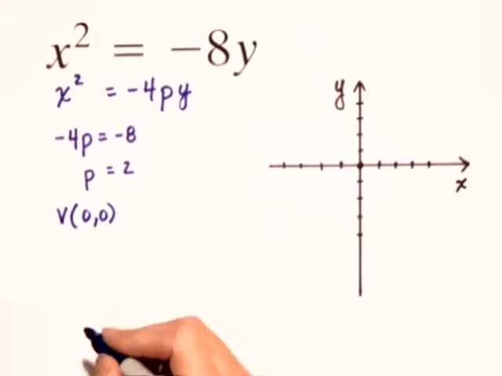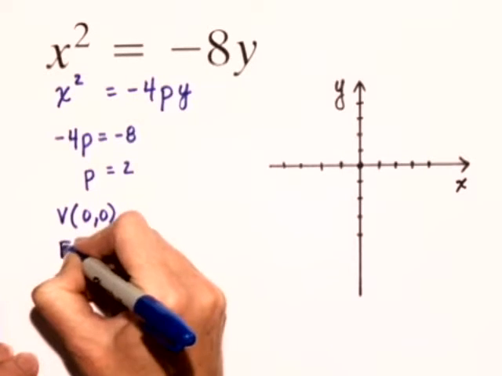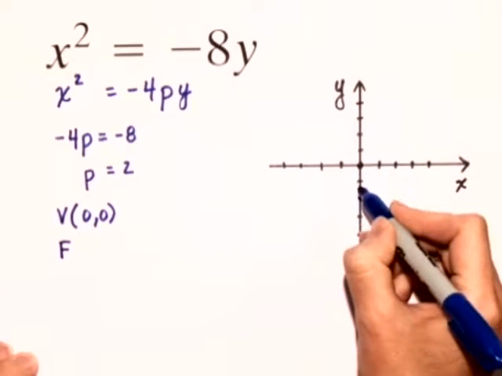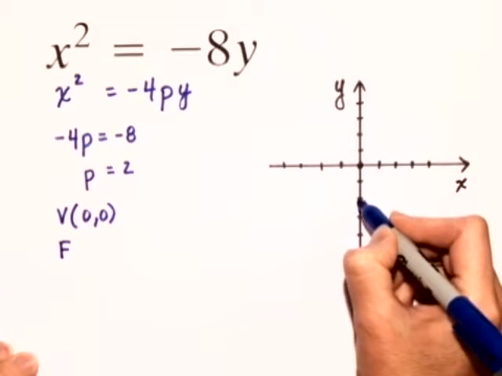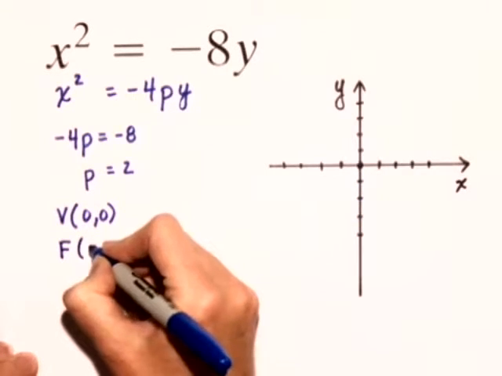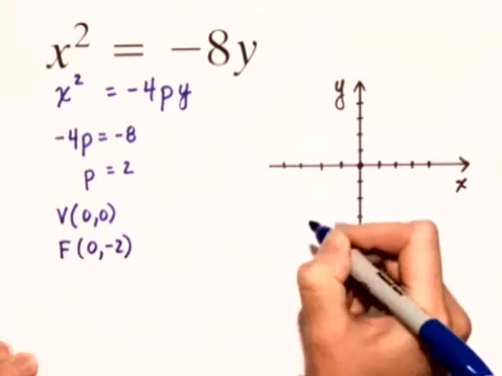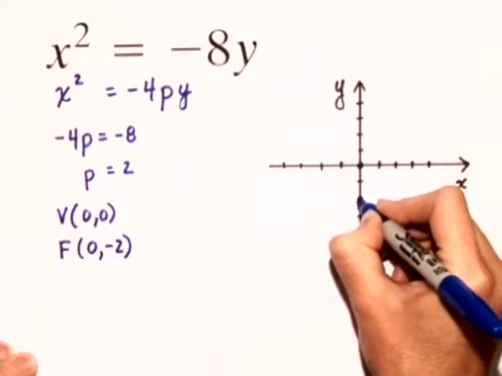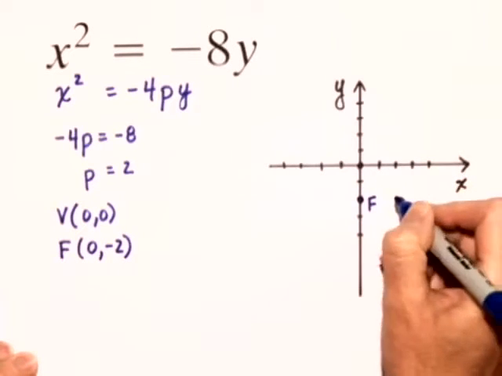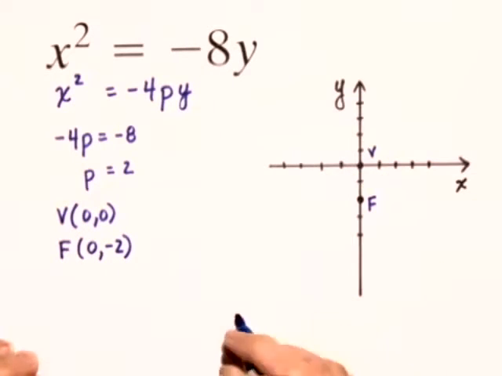So therefore, we know that the focus is located 2 units below the vertex. So in this case, our focus is located at 0, negative 2. And we plot that right here. There's our focus. Here's our vertex.